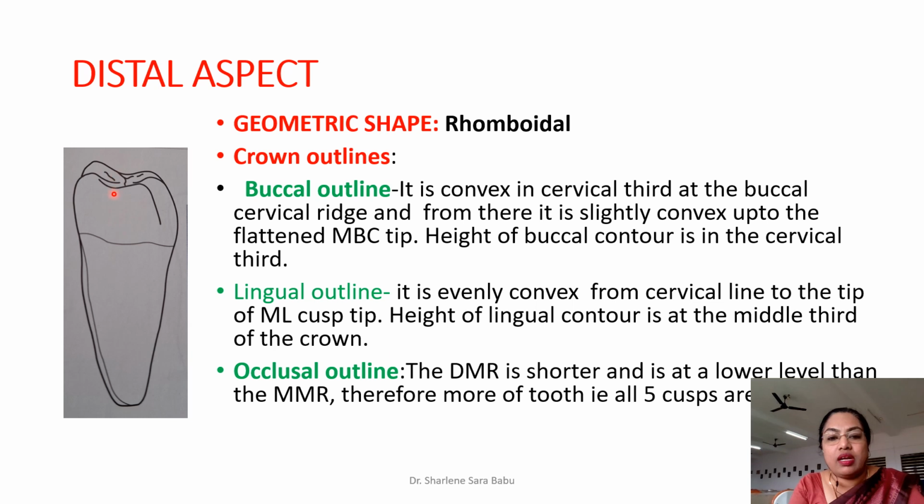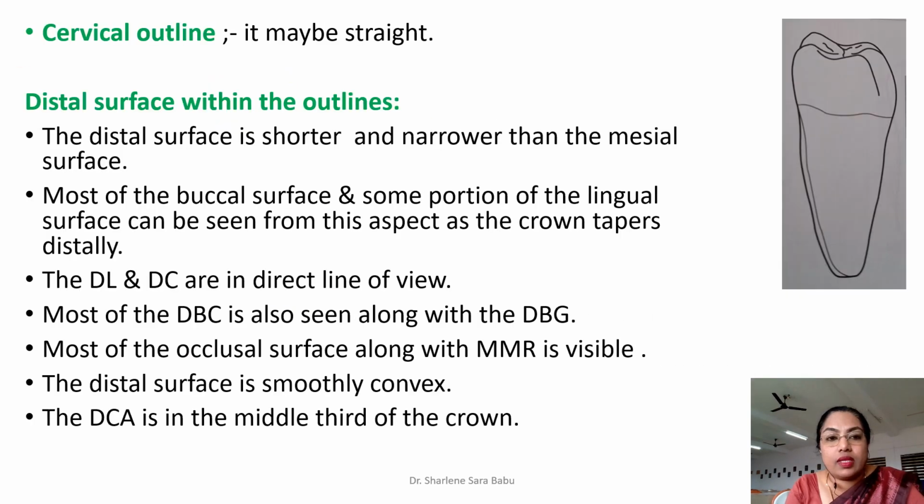Now the occlusal outline. The distal marginal ridge is shorter and at a lower level than the mesial marginal ridge. Therefore, more of the tooth, that is all the 5 cusps, are visible from the distal aspect. About the cervical outline, it may be straight. Next, about the distal surface within the outline.